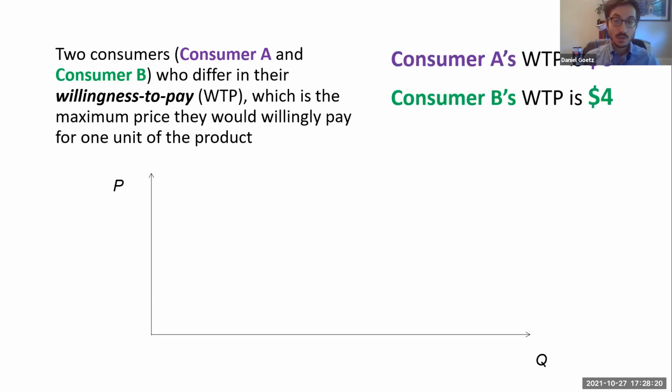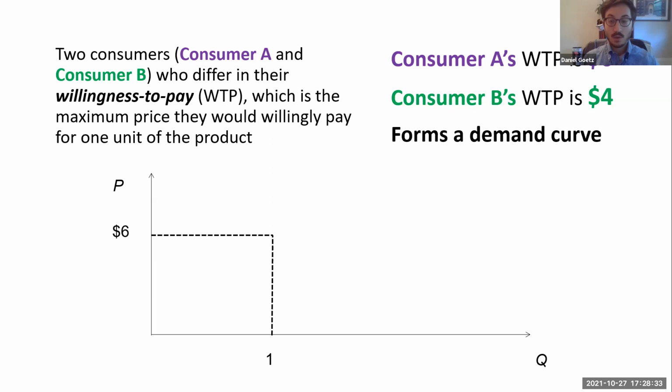So let's say our two consumers look like this. A values it a little bit more highly than B. These two consumers together form a demand curve, right? So from the firm's perspective, we know that the first unit, we could sell it for $6 to the first consumer, consumer A. And our second unit, we could sell it for $4 to consumer B.